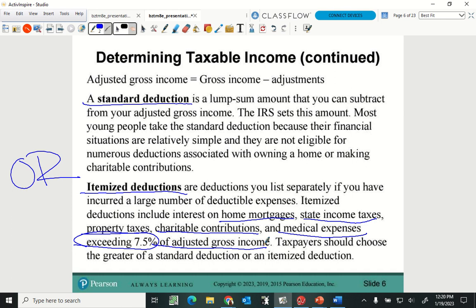But you being students, I will show you how to do yours, because you're not going to have an itemized deduction.